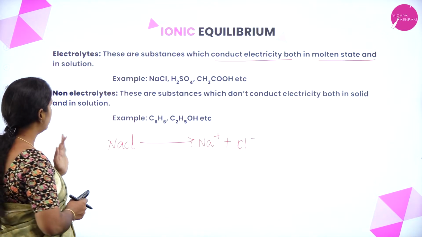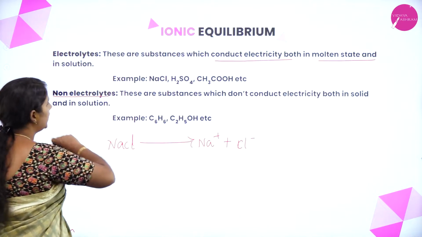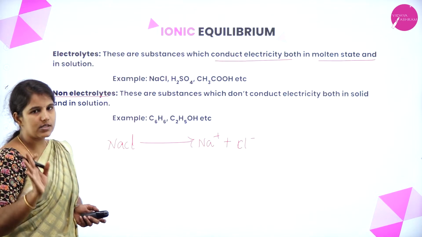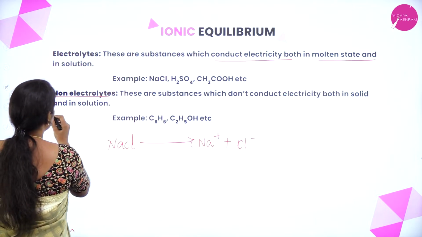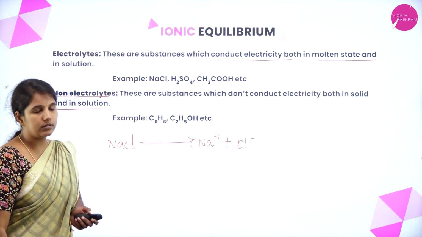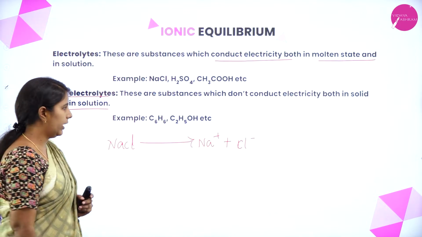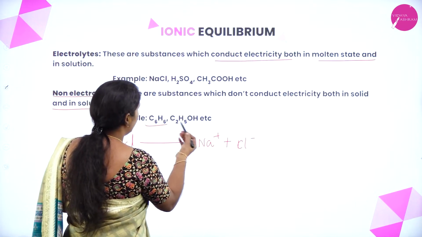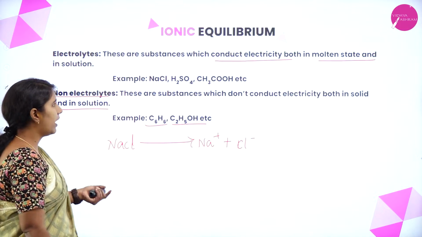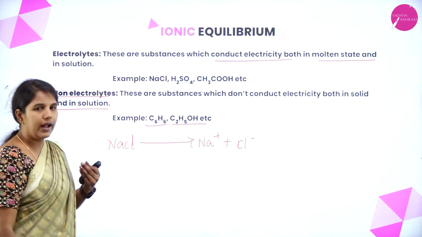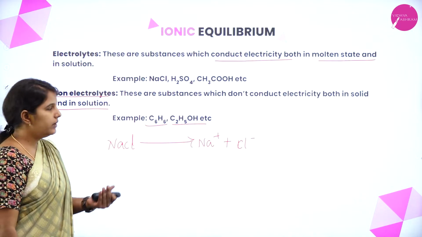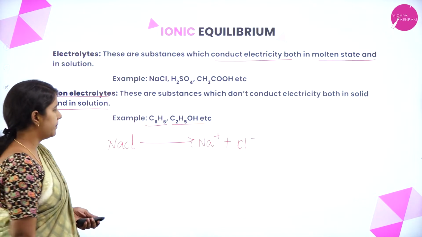We have one more category, known as non-electrolyte. The substances which do not conduct electricity, both in the solid state as well as in the solution state, are said to be non-electrolytes. Benzene and ethanol are the best examples. For electrolytes, we can take sodium chloride, H2SO4 and CH3COOH, that is acetic acid. We can take plenty of examples for this.